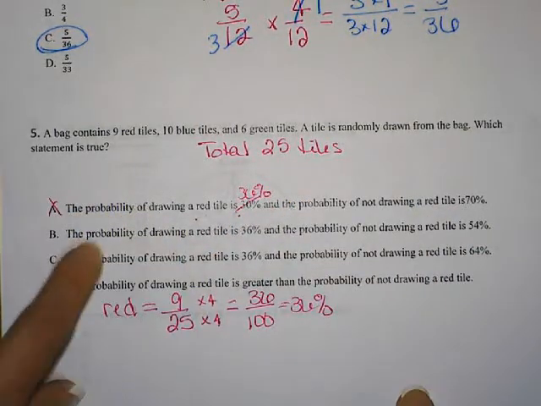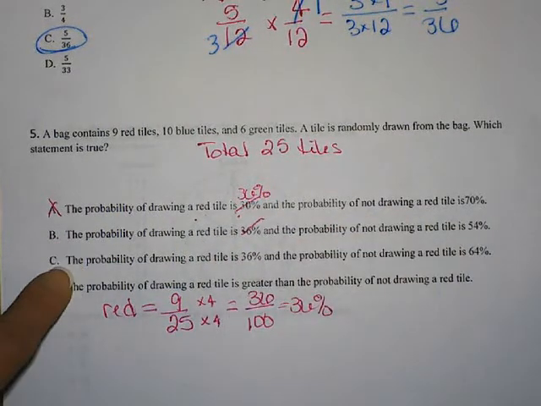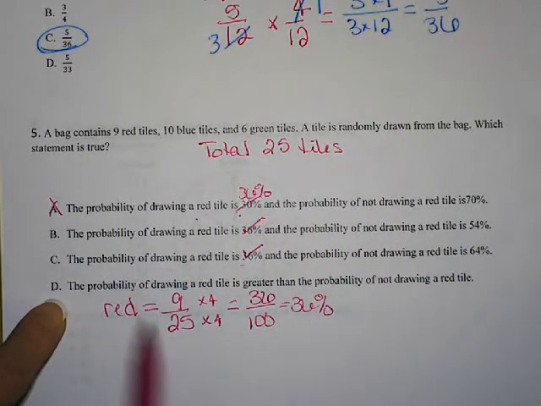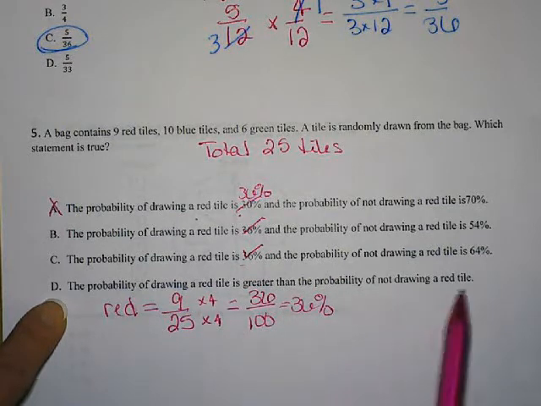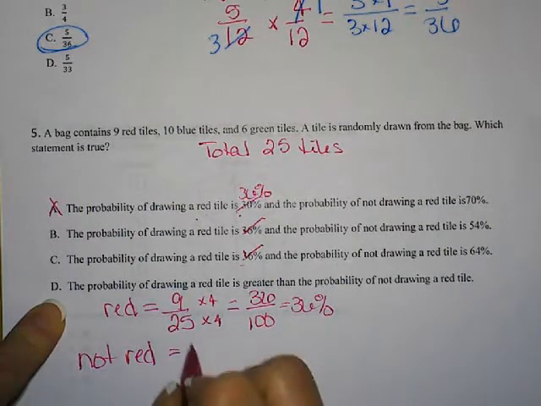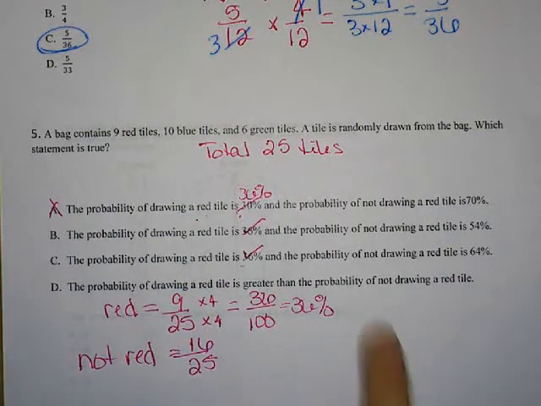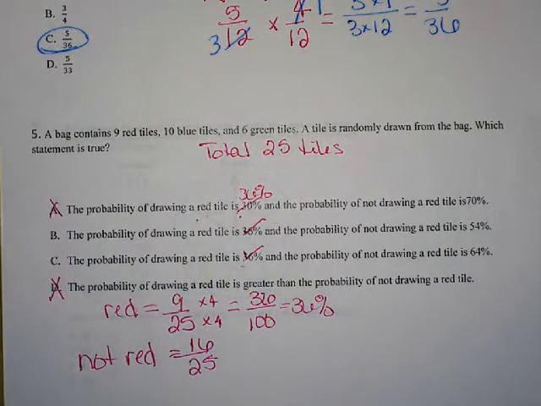So it's not A. The probability of drawing a red tile is 36%. That part is true. The probability of drawing a red tile is greater than the probability of not drawing a red tile. I'm going to say that that is not true because the probability of not red is everything but the red. So 16 over 25 is greater than 9 over 25, so I don't think that I agree with B. I think that it's less.